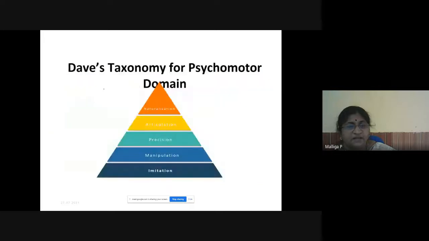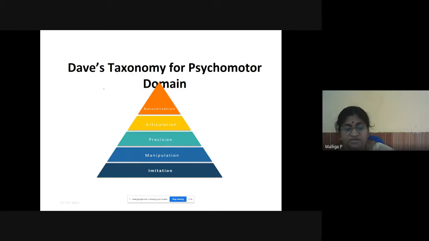Then we have Dave's taxonomy for the psychomotor domain. There are two more taxonomies for the psychomotor domain, Simpson's and Harrow's taxonomy. But predominantly we use Dave's taxonomy in outcome-based education. Maybe for physical education and other fields they might refer to Simpson's taxonomy, but Dave's is preferred in our setting. The psychomotor domain is our skill part.